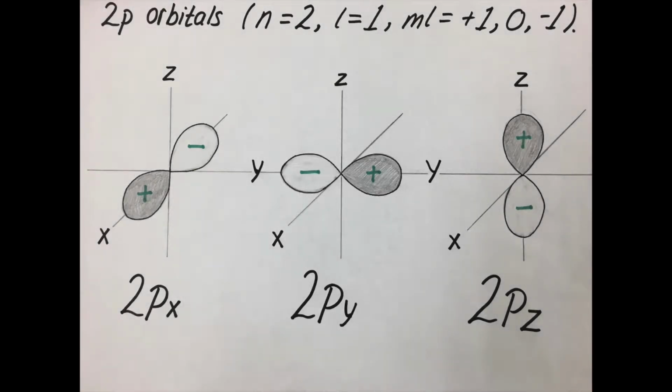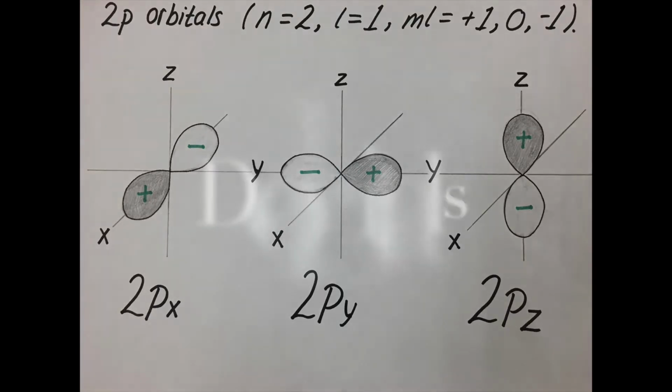There are 3 ML values, plus 1, 0, minus 1. Each ML value can have an MS value of plus or minus half. So each orbital has 2 electrons. So overall, p orbitals can hold 6 electrons.